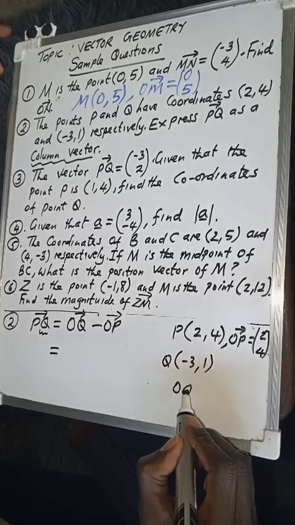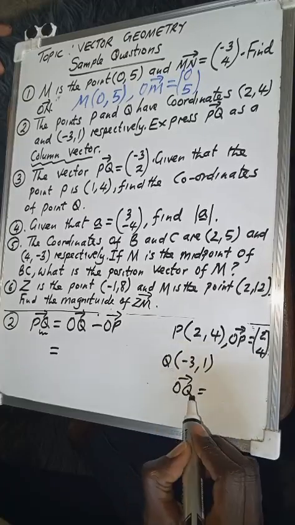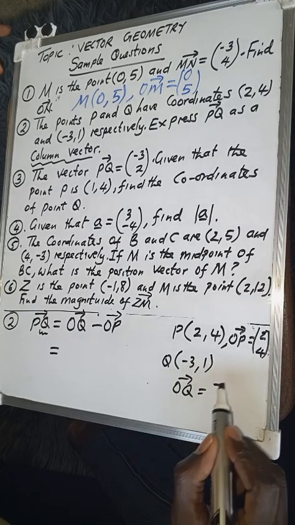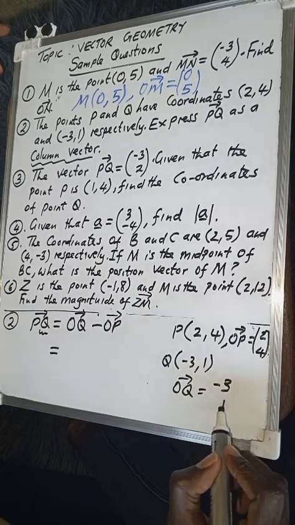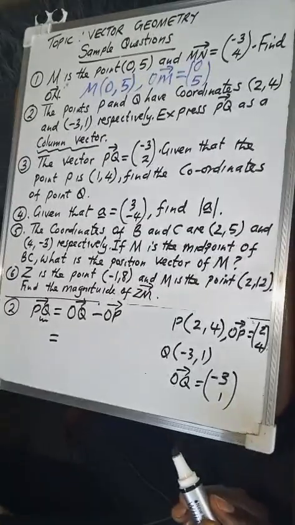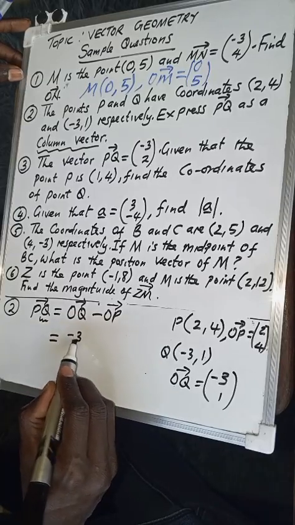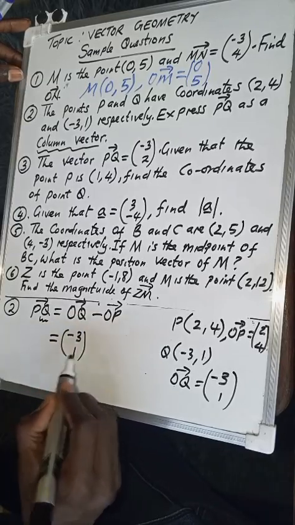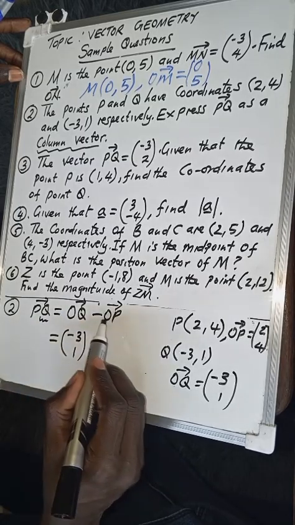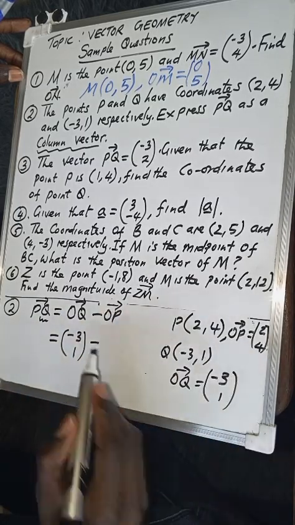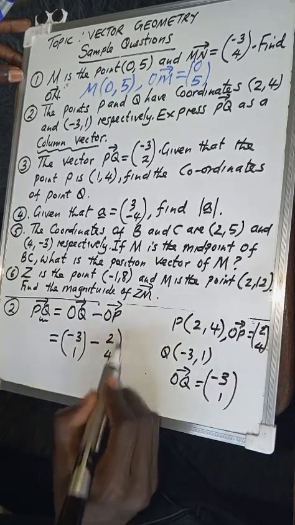So if you want to change OQ, as Q is a position vector, just change this to a column and write it in column form, negative 3, 1. That's what we mean. There's really nothing complicated. So what is PQ? PQ is simply OQ, negative 3, 1 in column form, minus OP, because it's now a vector in column form, 2, 4.